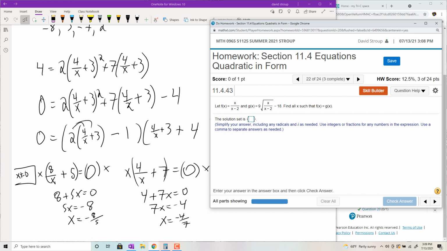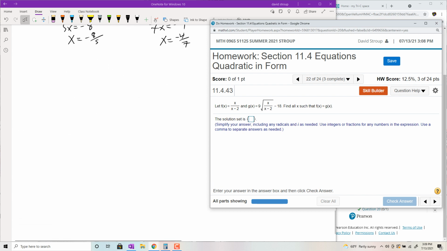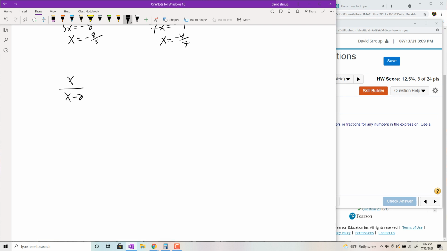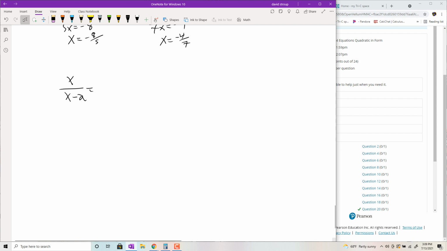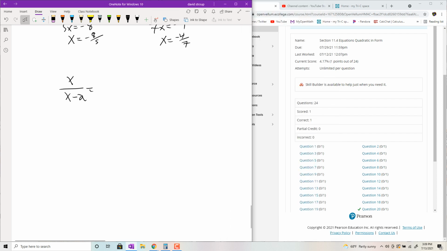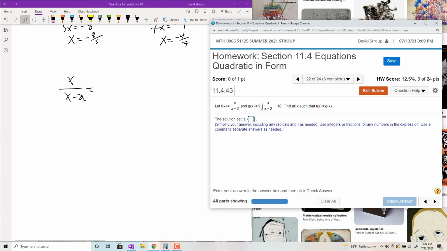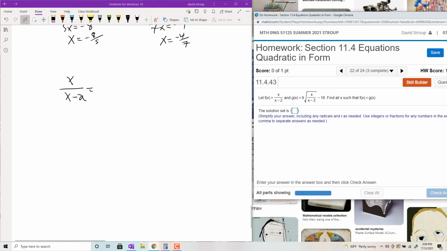Find all x such that f of x is equal to g of x. Okay, so f of x is x over x minus 2. And then g of x, where'd it go? Okay, so g of x is 9 times the square root of x over x minus 2 minus 18.